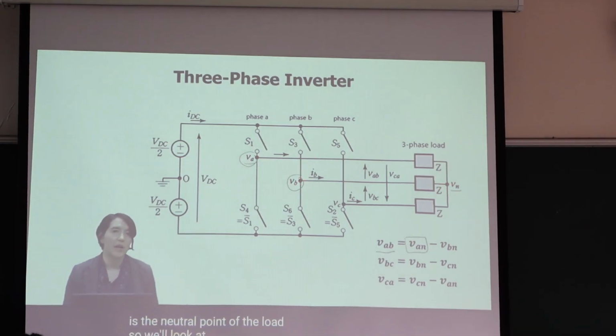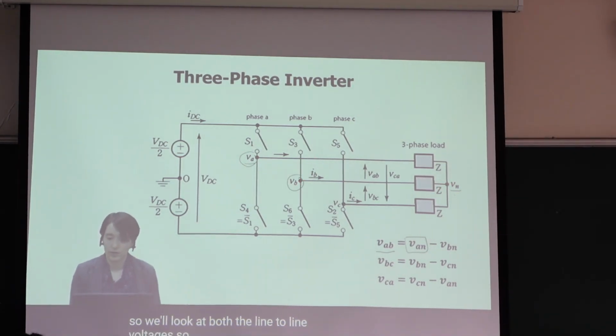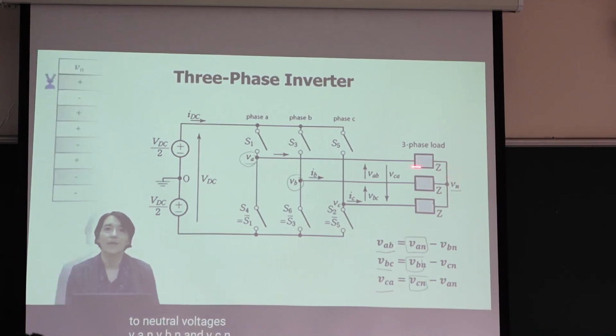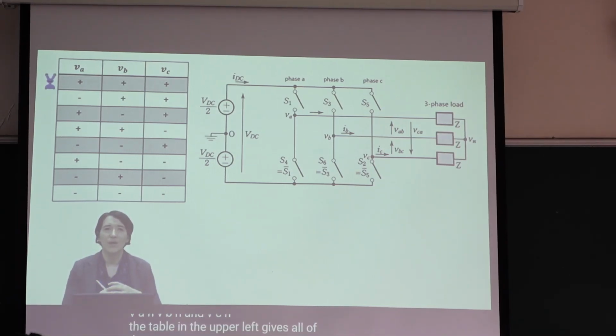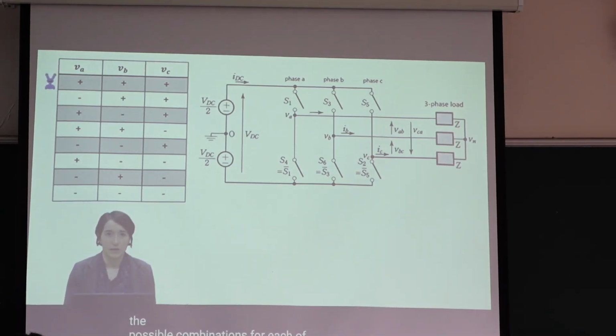VA to VB is line to line voltage. Then we look at the line-to-line voltages, VAB, VBC, and VCA. And then we'll also look at the line to neutral voltages, VAN, VBN, and VCN. The table in the upper left gives all of the possible combinations for each of these poles.